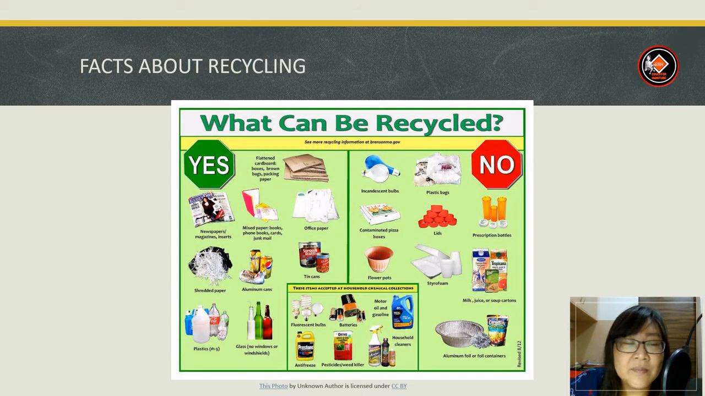Dear students, more facts about recycling. What can be recycled? So study this image. Here you have 2 types. First, yes, and then no. Yes means these are the things that can be recycled, and no, these are the things that can't be recycled.